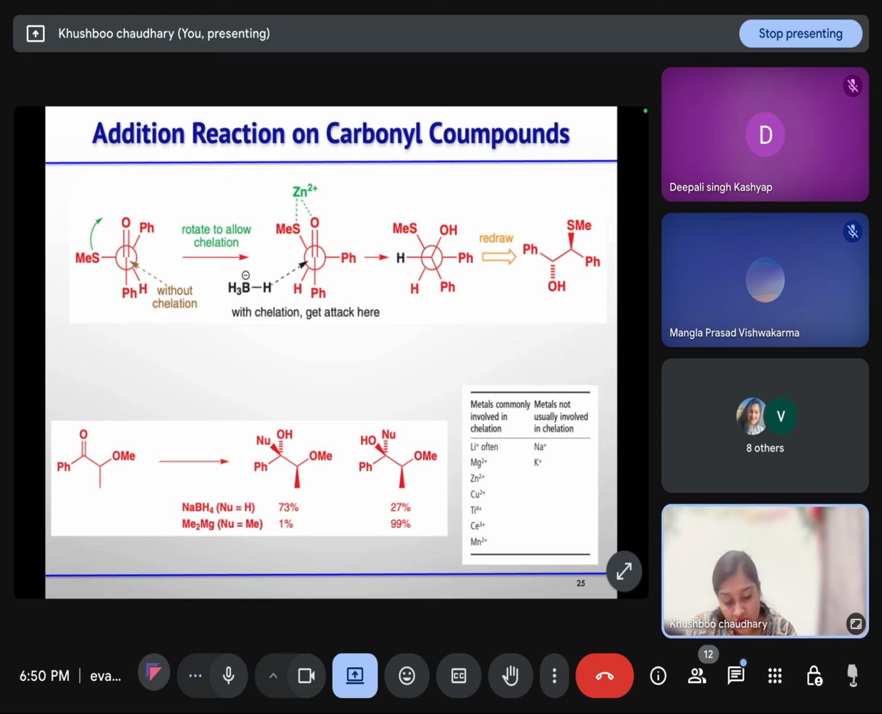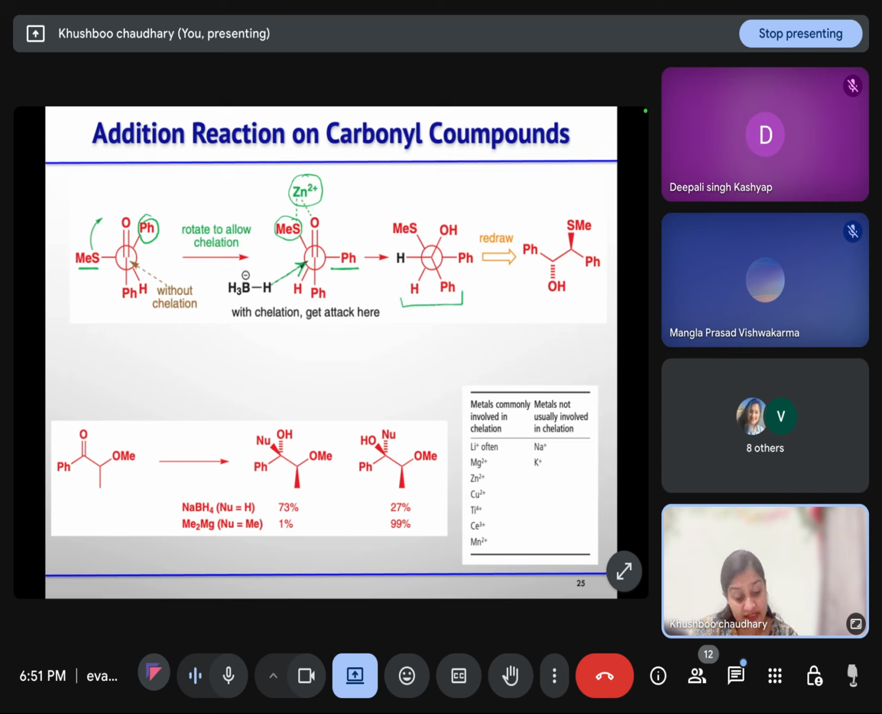How will it control? You had this sulfur that you kept perpendicular, but now you will not keep it perpendicular. The next bulky group you will keep perpendicular to the carbonyl. The next bulky group is phenyl. So we will keep phenyl perpendicular to the carbonyl, and the methyl sulfide and oxygen close to each other, so that they can chelate with this metal. Now the hydride will attack from this hydrogen side, and you will get this product as the major product.